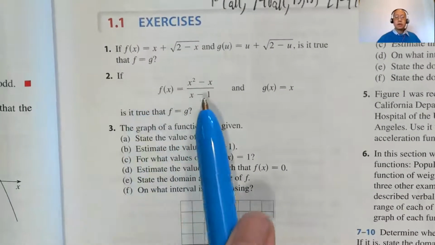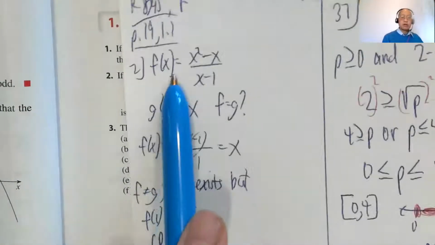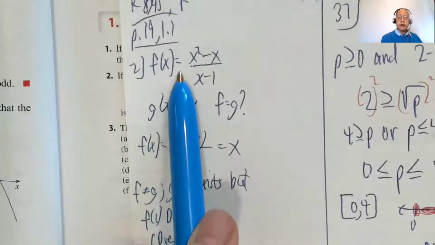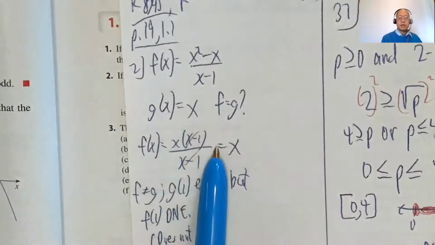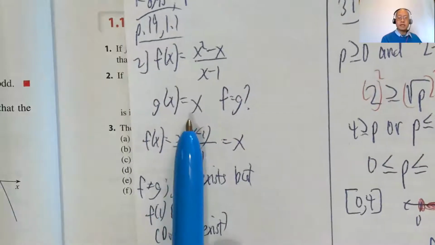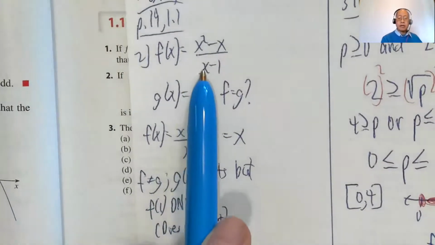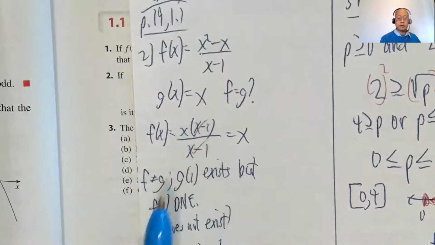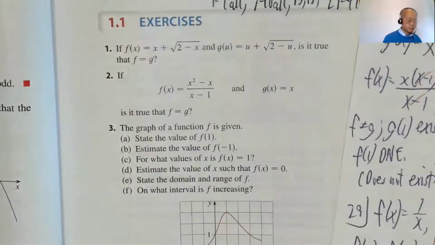Number two, are these exactly the same? Because if you do the algebra, you could factor the numerator into x times x minus 1 and then cancel out, and you get f of x equals x. Okay, so are these two exactly the same? They are not the same because g of 1 exists, but f of 1 does not exist. Okay, so you cannot plug in 1 here, but you are allowed to plug in 1 here. So no, they are not exactly equal.